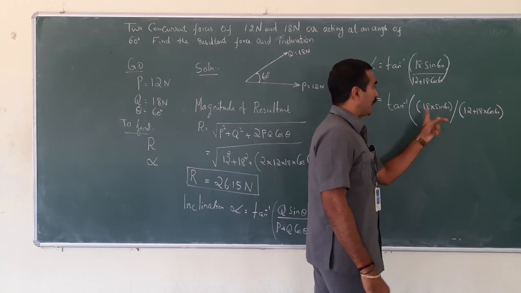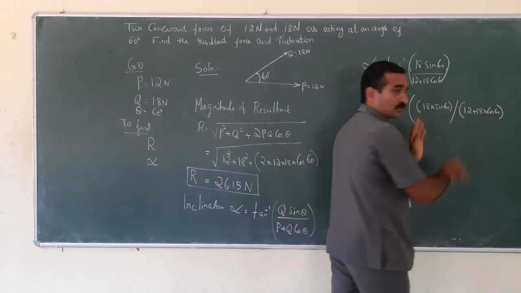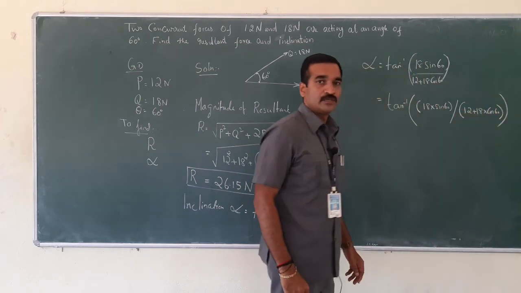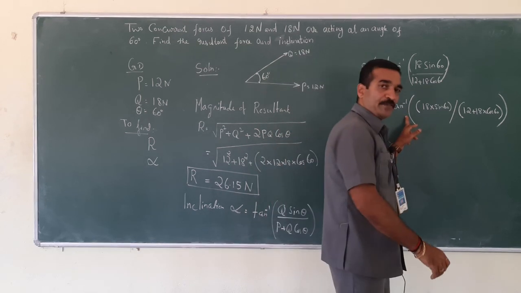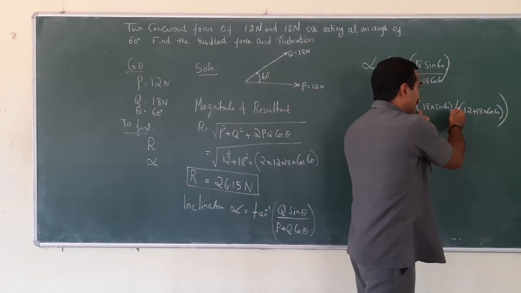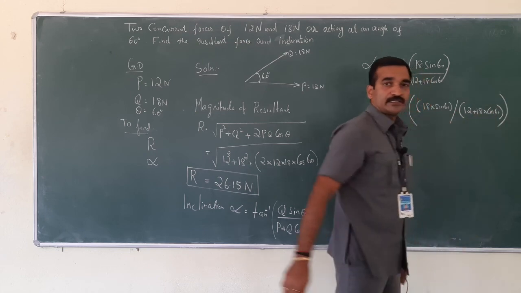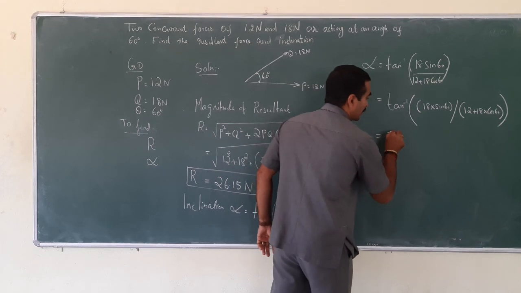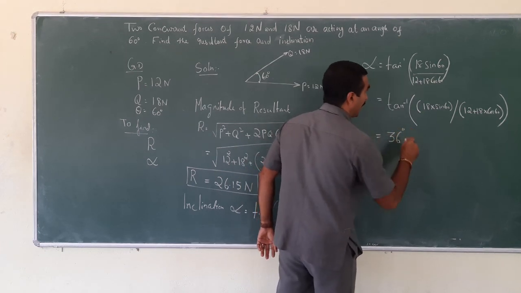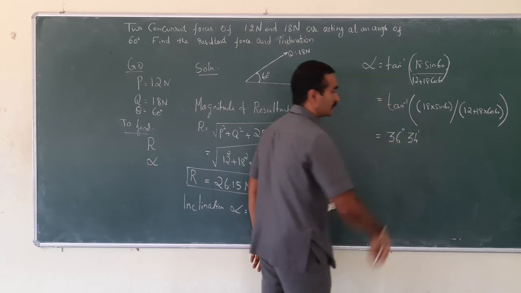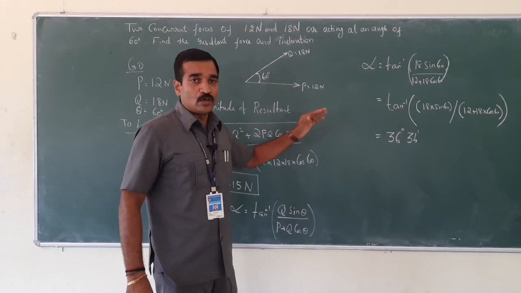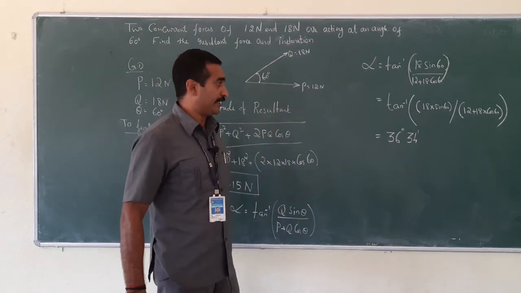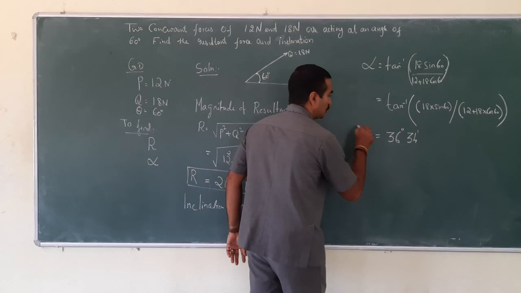It should be in even number. Look here, 1, 2 is closed. Now this is not closed, so you just close the bracket. It should have a pair: opening bracket, closing bracket. So you'll get the value in terms of degree. Roughly you will get 36 degree and 34 seconds. So don't put the value as Newton, because inclination or angle is always in degree. So alpha is equal to this much value.